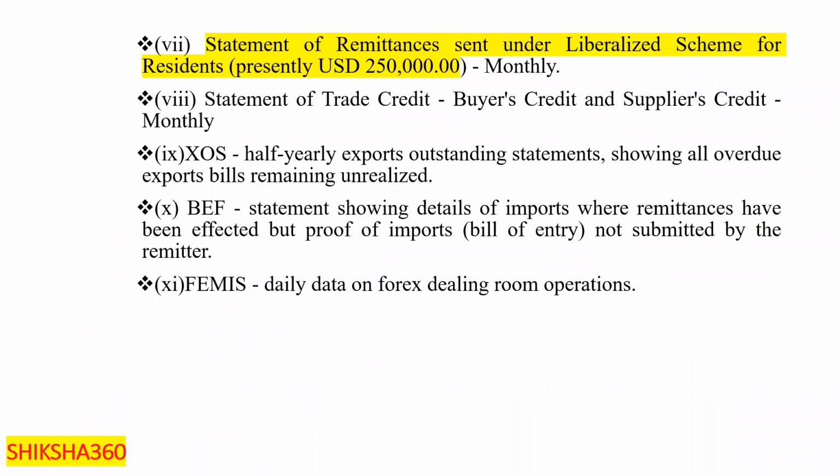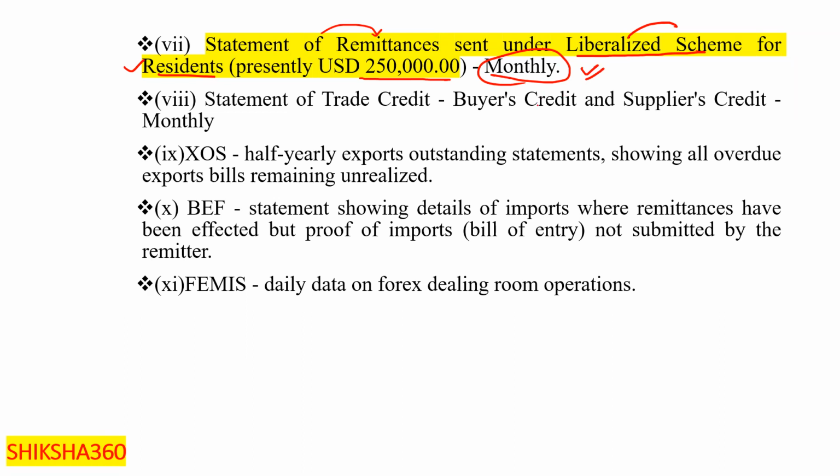Next one is the statement of remittances, that is, how much amount we have to remit. Statement of remittances sent under the liberalized scheme for residents. Earlier this limit was 2 lakh USD, but now this is enhanced to USD 2,50,000. They have to submit it monthly.